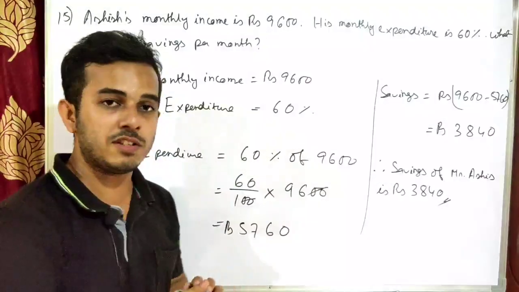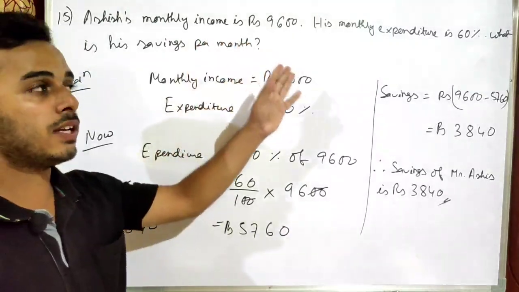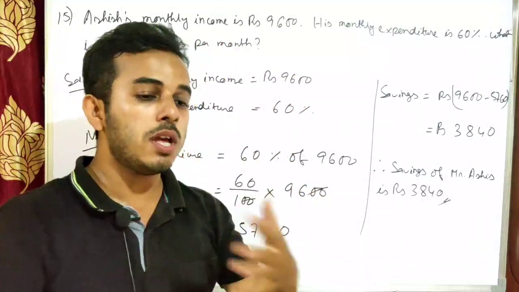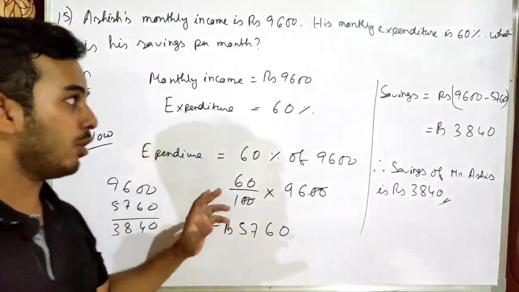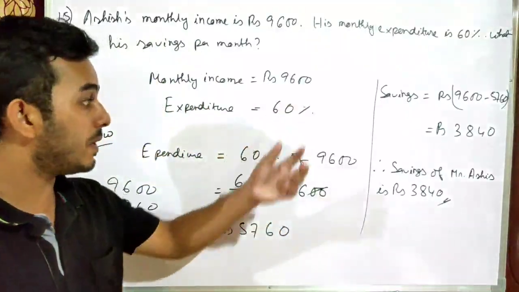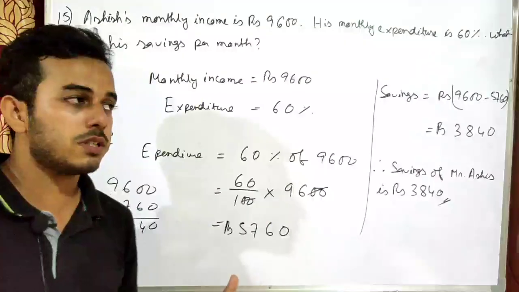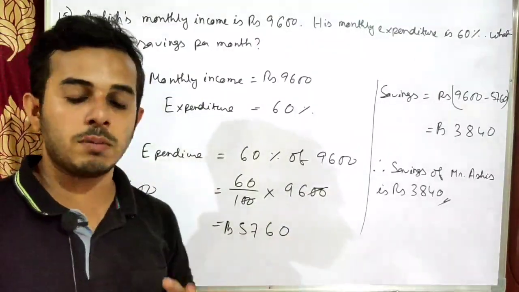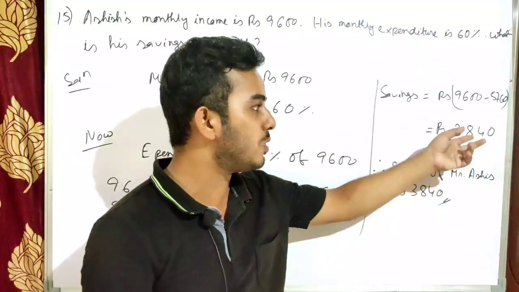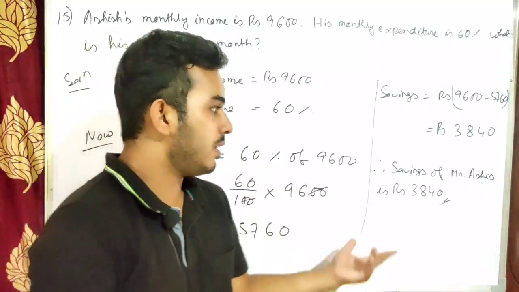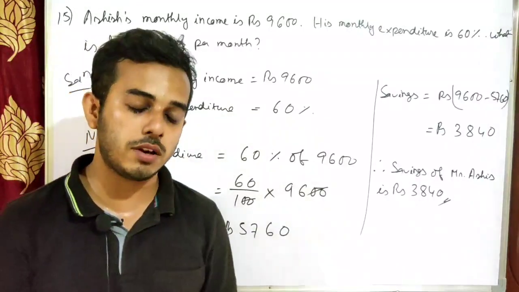How did I find out the savings of Mr. Ashish? In the first question, his monthly income as well as his expenditure is given. Expenditure means the amount which he spends. So first of all I found his monthly expenditure, 60% of his monthly income, which becomes 5760. Now if he spends this amount, the remaining is definitely savings. So I have written savings equals monthly income minus expenditure, which is 3840. Therefore savings of Mr. Ashish is rupees 3840. I hope this is also clear to you, right?